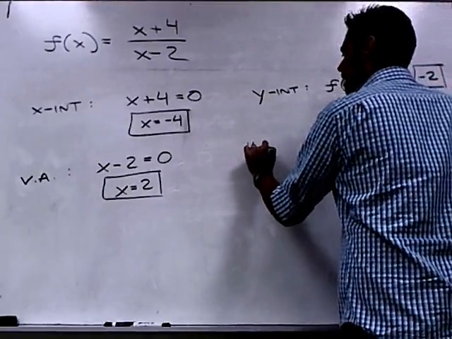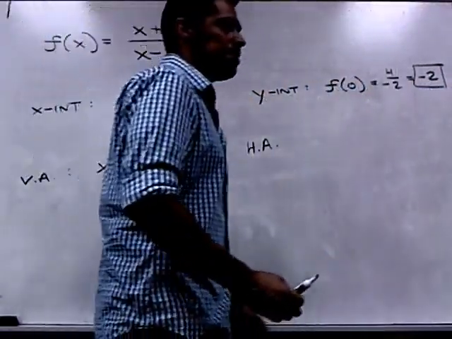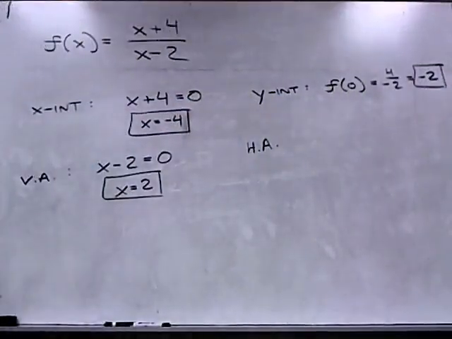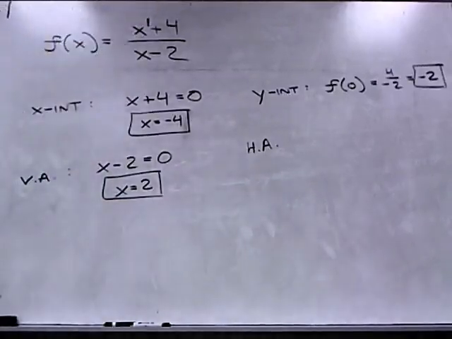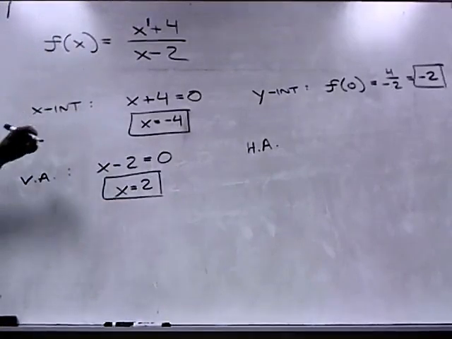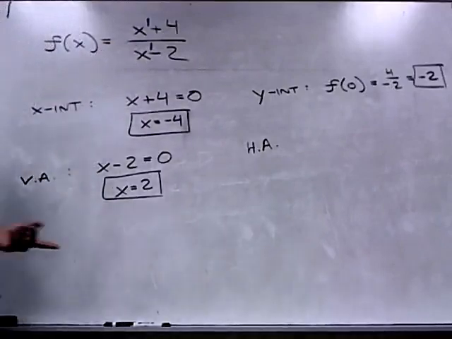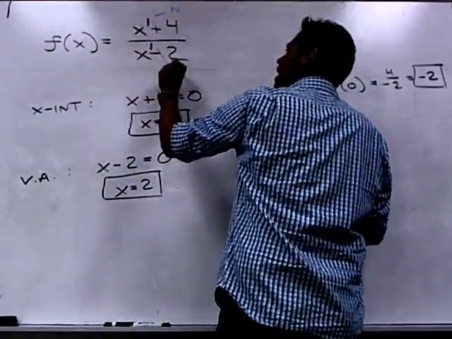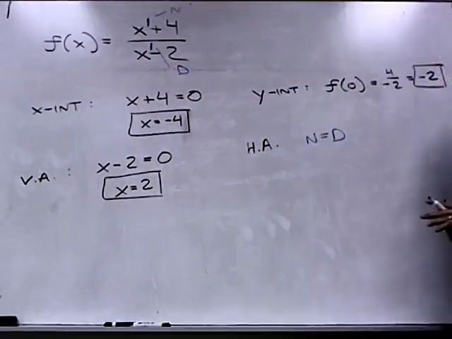The horizontal asymptotes. Okay, this was the one that was tricky. This is where we compare the degrees, right? What is the degree of the numerator? 1. The highest power of x is 1. What is the degree of the denominator? 1. So let's call the degree of the numerator n, and the degree of the denominator d. Do you agree that in this case n is equal to d? What do you do when they're equal?